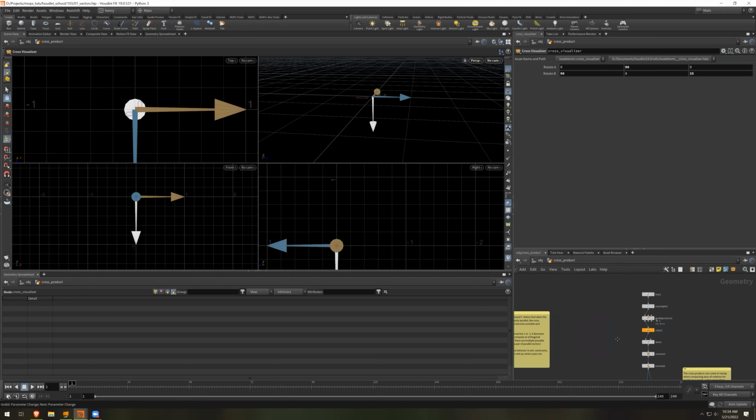This next visualizer here is sort of another practical application of what you can do with the cross product.